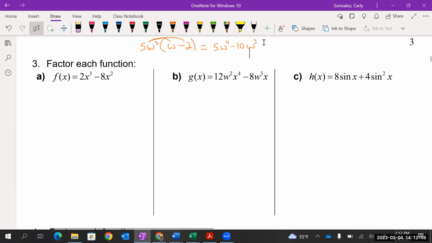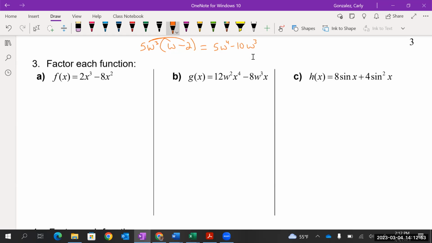What factoring is, if we have this result, or if we have this expression, how do we get back to this factored form? And so that's what we're going to be focusing on here. Now, what we want to do is see, for example here, what goes into 5 and 10 evenly? And so 5 goes into both of them.